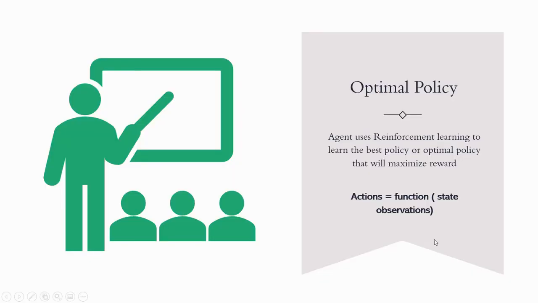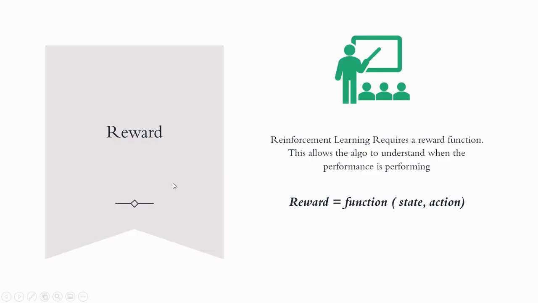A huge part of reinforcement learning is the optimal policy. The agent will use reinforcement learning to discover the best policy that will maximize the reward. So it wants to find the most efficient way to get the highest reward score. And again, the reward is the reward function. That's the goal of the algorithm. It wants to get the highest reward function.